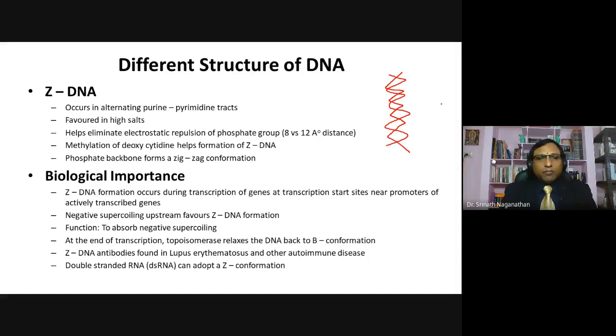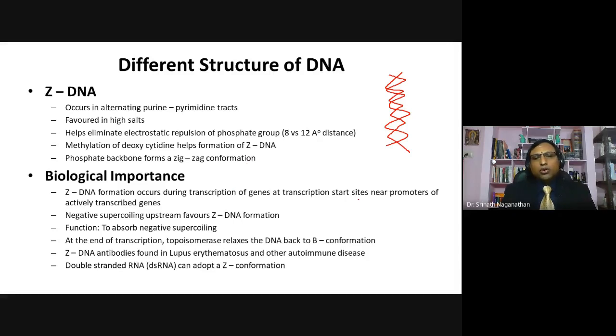So the biological importance: Z-DNA formation occurs during the transcription of genes, at the transcription sites near the promoters of actively transcribed genes. It is maximally observed in eukaryotes during their transcription process. In the nucleus, there is a nuclear membrane, and inside that is the nucleoplasm, where this occurs.